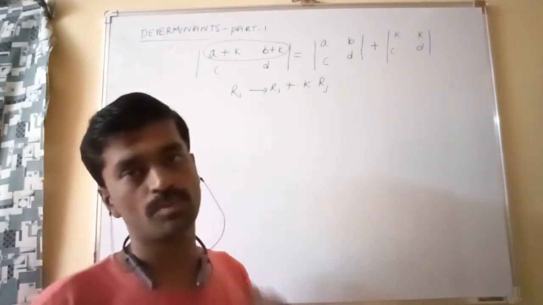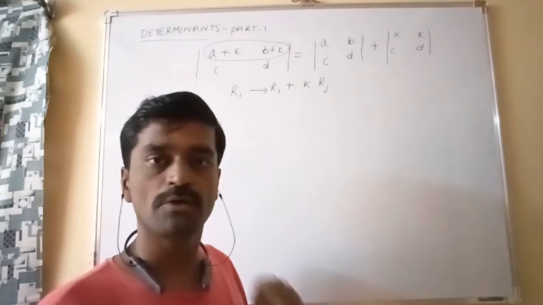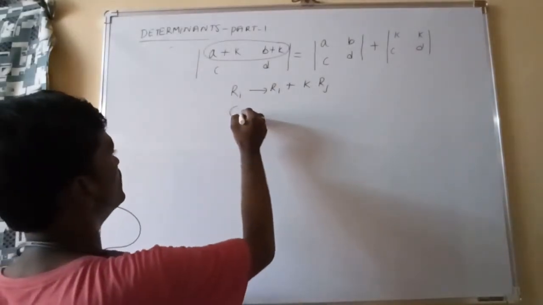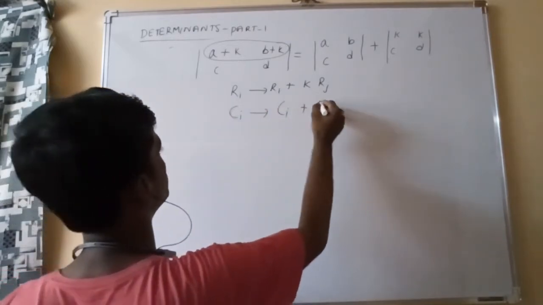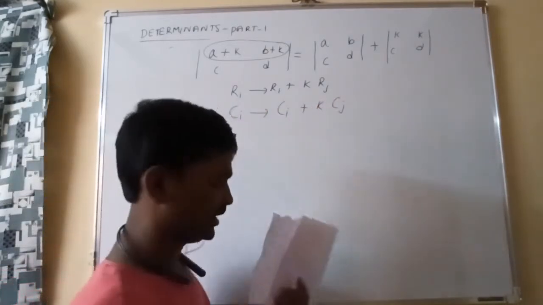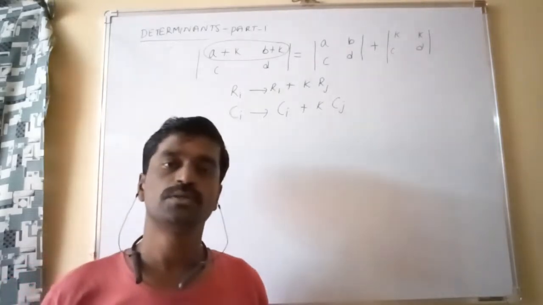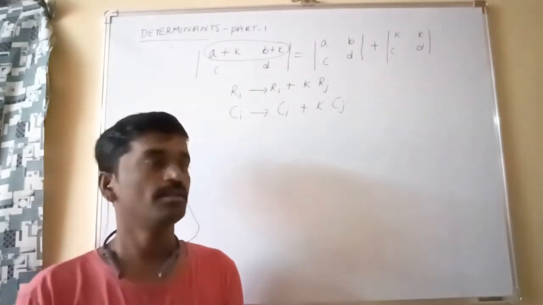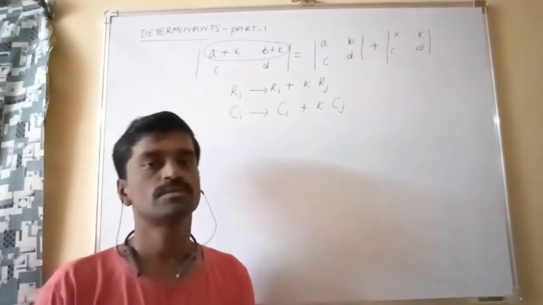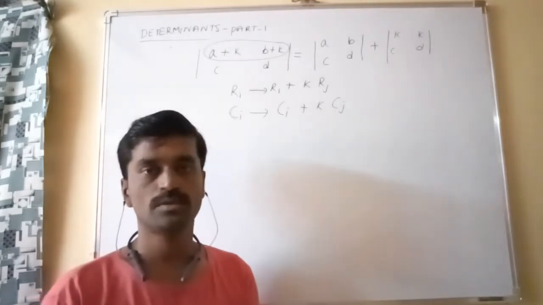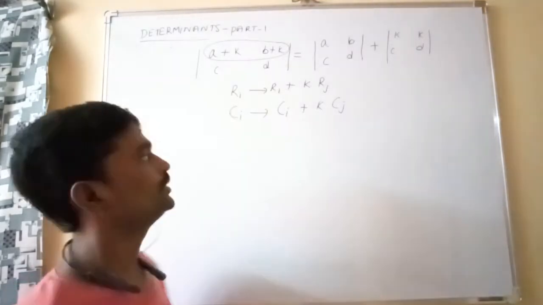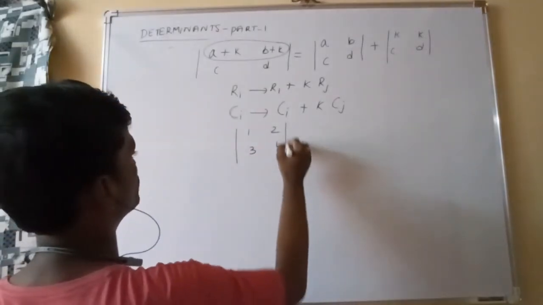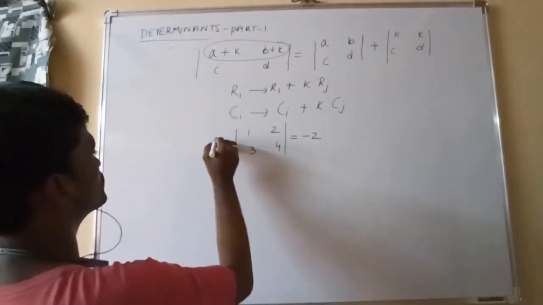If we apply these row operations, and in the same way column operations, Ci goes to Ci plus k into Cj, like C1 goes to C1 plus 2C2, C1 goes to C1 plus 3C3, etc., if you apply either row operations or column operations, then the value of the determinant is not changed. For example, delta 1, if I take 1, 2, 3, 4, we already found this value, minus 2.